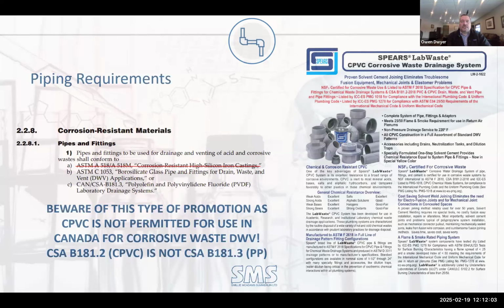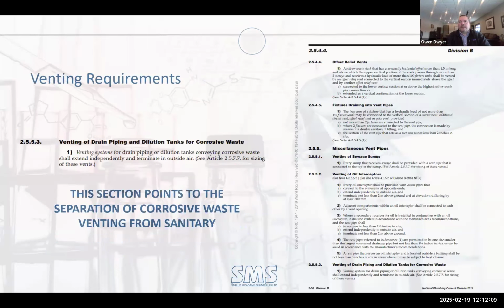So just use caution with some of the US or CSA listings that you might see. It's very specific, as you can see in that 2281. It also talks in our code in 2553, venting. And I know it says that it's for drainage piping and dilution tanks. Dilution tanks, the word dilution is used interchangeably with neutralization in our code. Venting systems for drain piping and dilution tanks conveying corrosive waste shall extend independently.